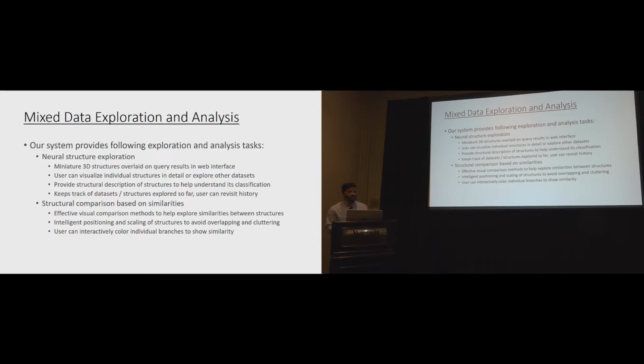The system also keeps track of the user's exploration history so that they can revisit the history at a later stage of the analysis process. We also provide effective visual comparison methods to explore similarities between the structures. So the user can interactively color the branches of the structures to show the similarity between them. And the system intelligently positions and scales multiple structures while the user is comparing them, so that when the user places them in the physical space, they are not overlapping or cluttered.